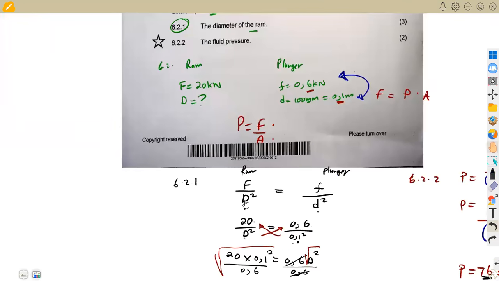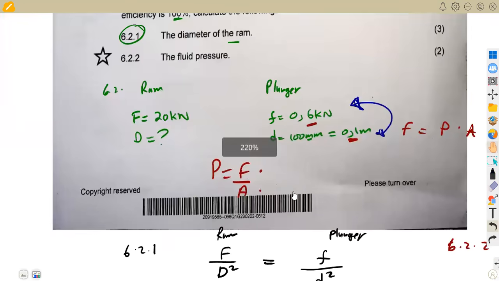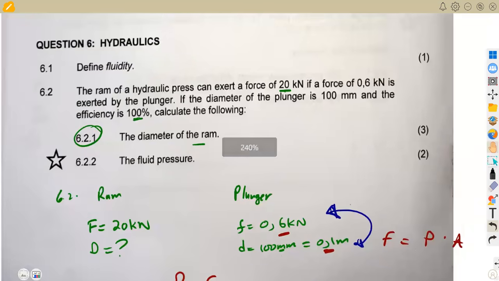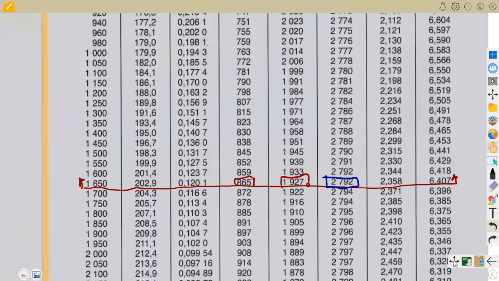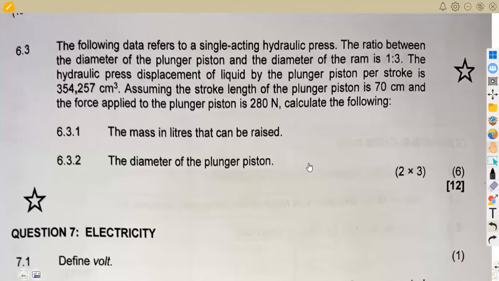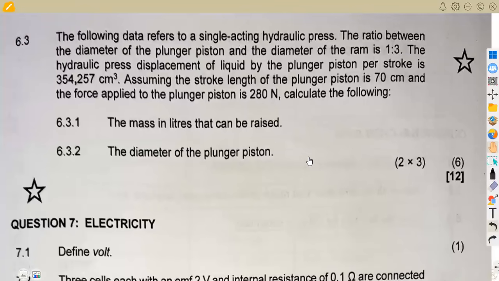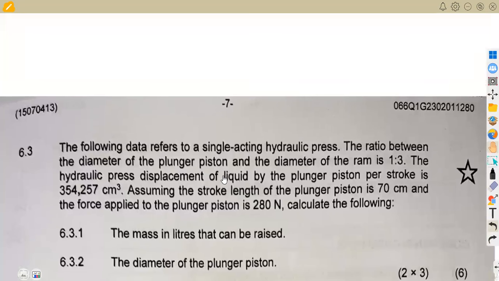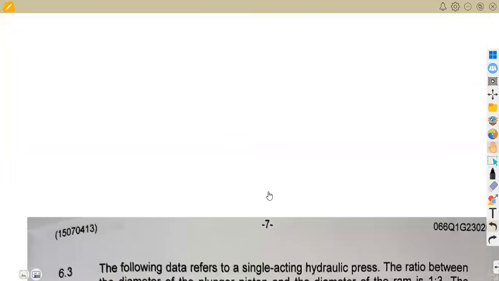All right, so that is it. Let's check the other part of the question, still on question 6. All right, let's check here. So remember here I've got question number 6.3. The following data refers to a single acting hydraulic press again. So we are back again on the hydraulic press in this case. So this is 6.3. Let us just try and take our information.